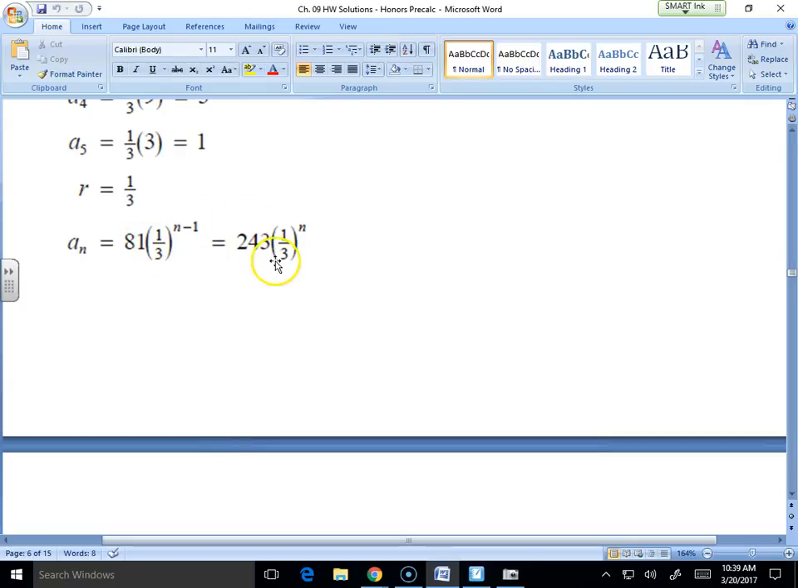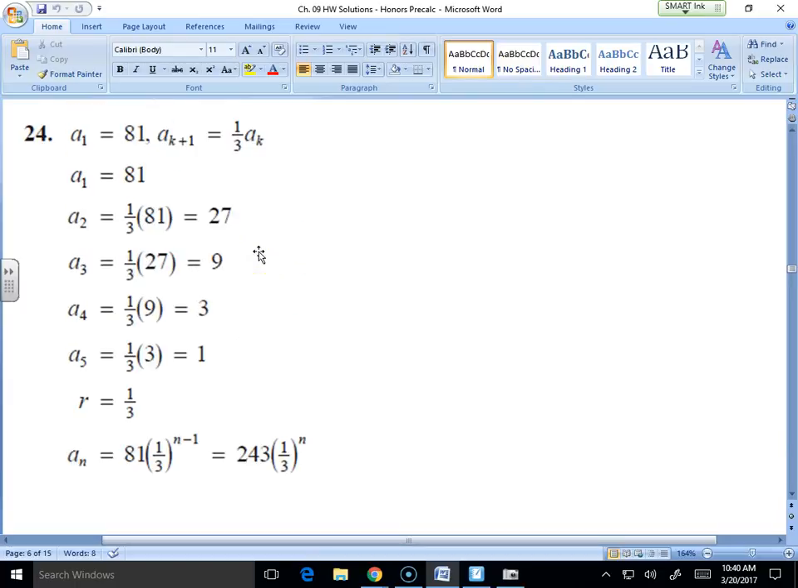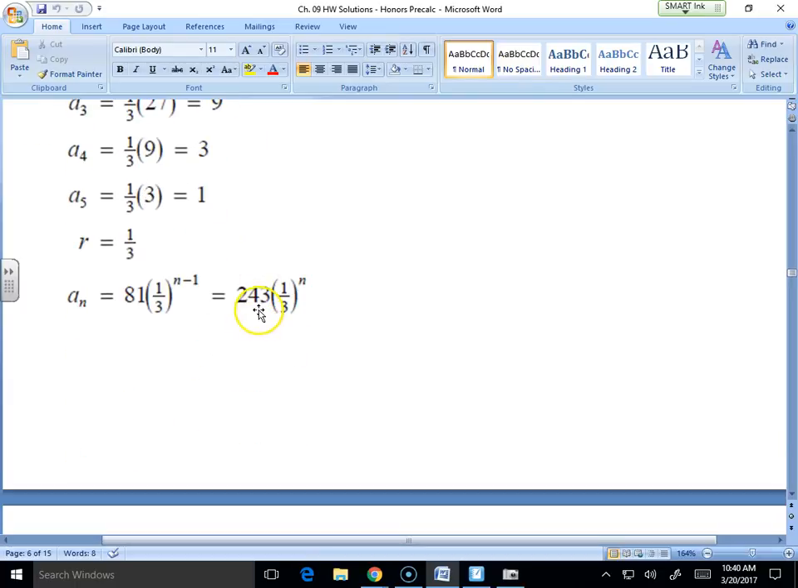Now, guys, look real quick. Is this 81 times 1/3 to the n minus 1, is that correct? Yes, that's a strict plug and chug. Does anybody have a question as to how they got this one? No one has that question? Who wrote down this answer, 243 times 1/3 to the n for number 24? Okay, then how does no one have a question as to how it's right?